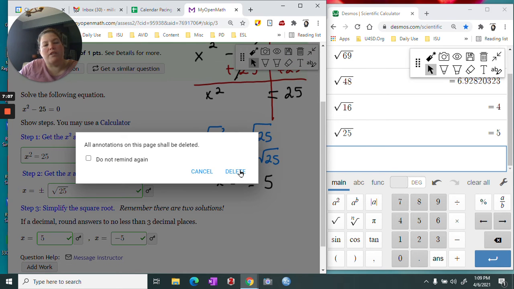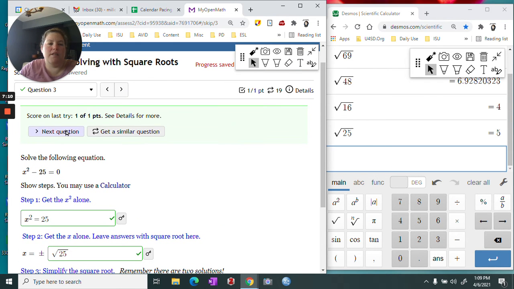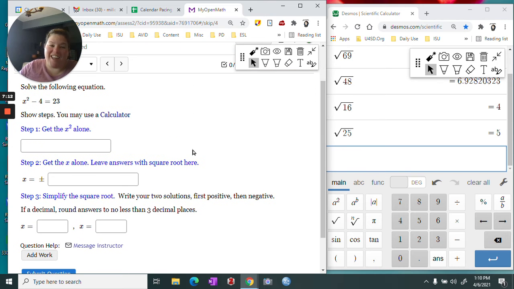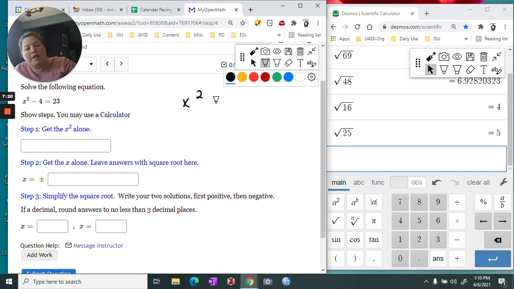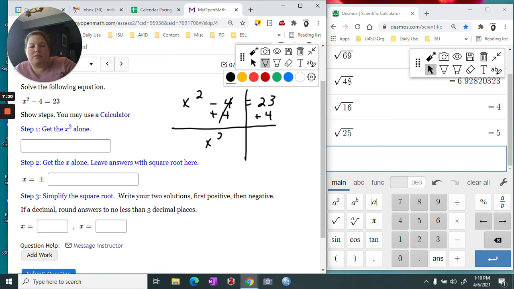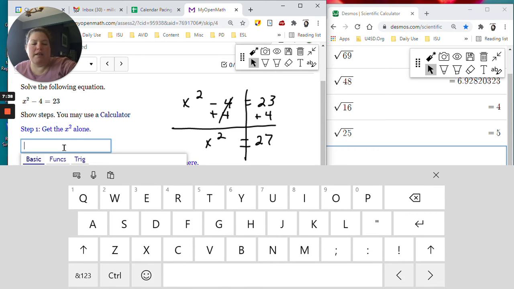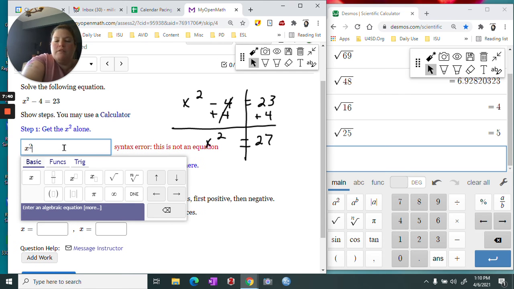Let's look at question 4. So the next one. Here, again, a little bit more work. We're still going to get our x squared by itself. So x squared minus 4 equals 23. We are going to add 4 to both sides. And we get x squared equals 27. So that's what I type in my first box. X squared equals 27. Okay?